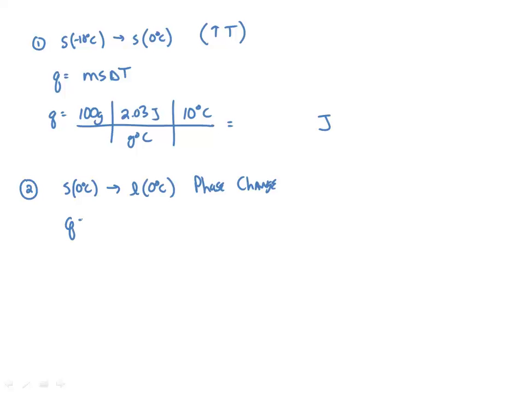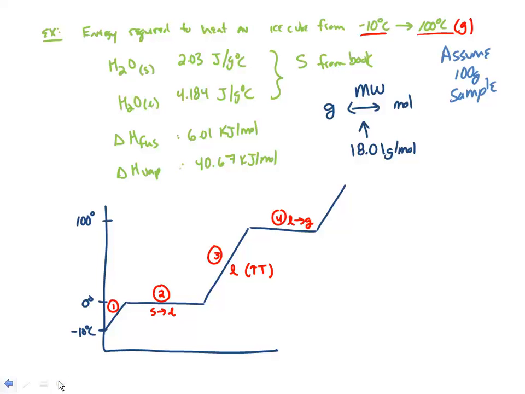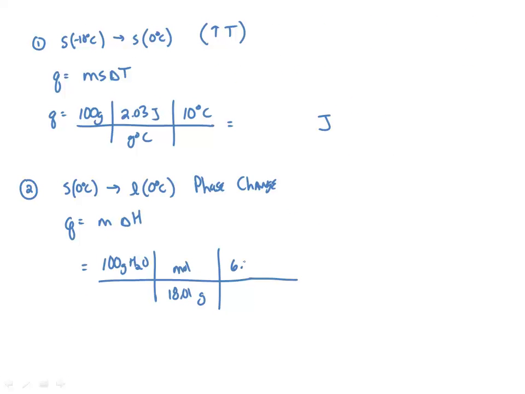So here I use Q equals m delta H. In this case, I take my 100 grams of H2O. I know there's 18.01 grams per mole, and then I know that value from the previous page is 6.01 kilojoules per mole. And to keep my units constant, I should say that 1 kilojoule is 1,000 joules, and I get that answer in joules.